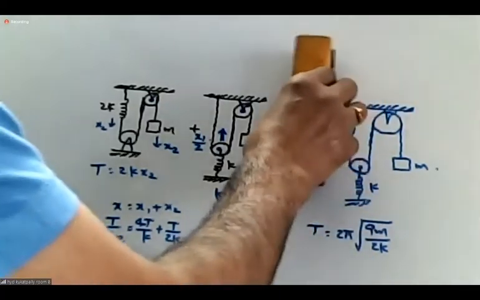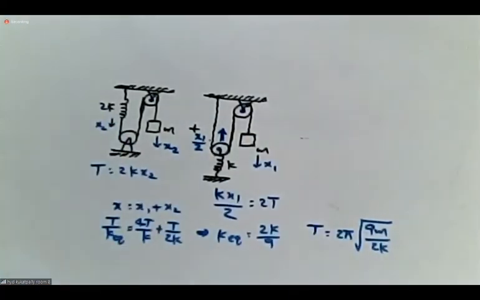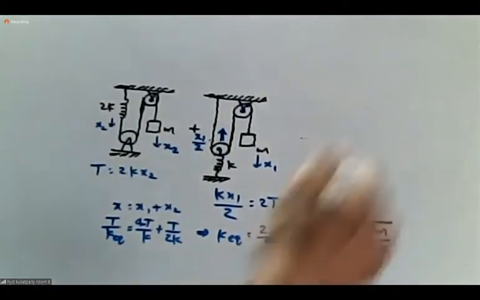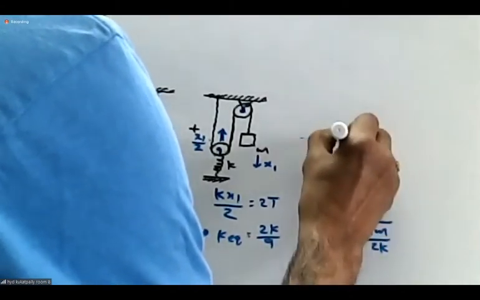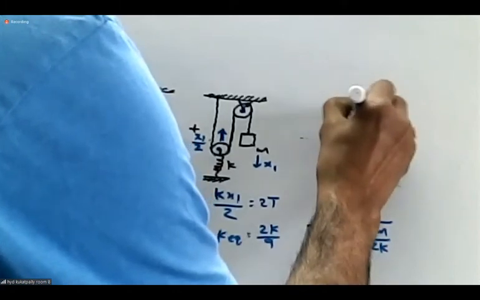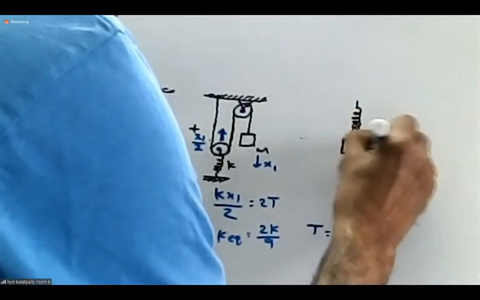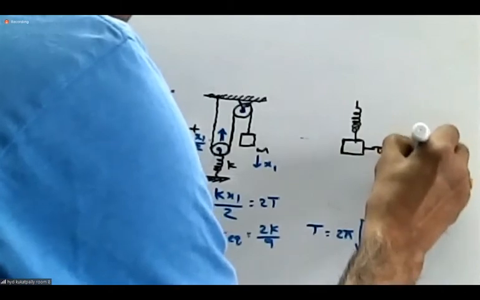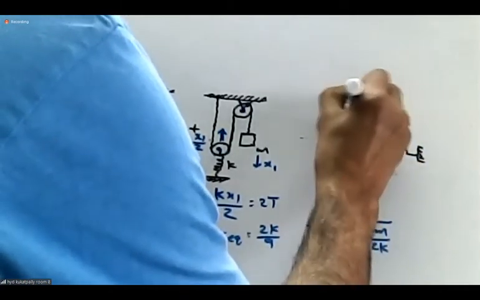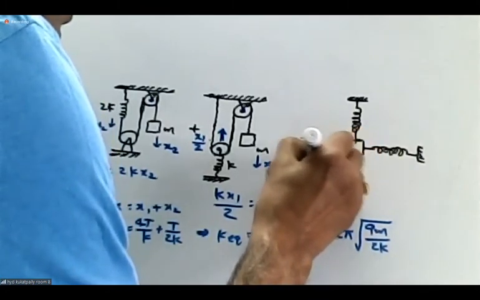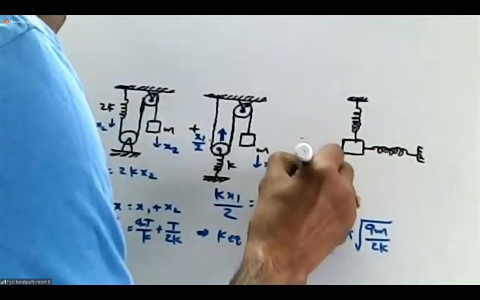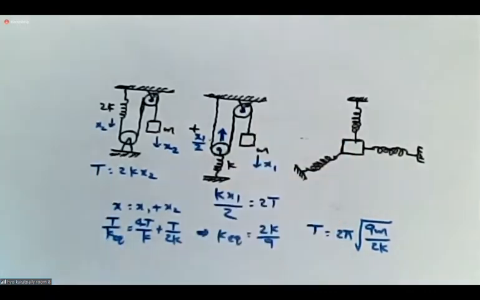This I am erasing. So this way you can solve problems. We will go to this HCV problem. One spring is like this. This is another spring. Identical springs. All the three springs are identical. The third spring will be like this. Three springs, each of constant k.